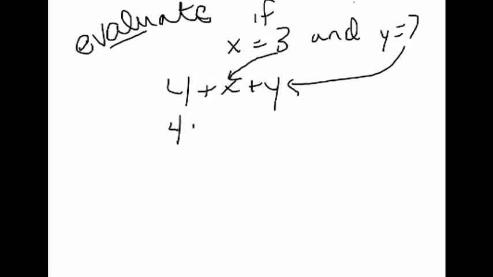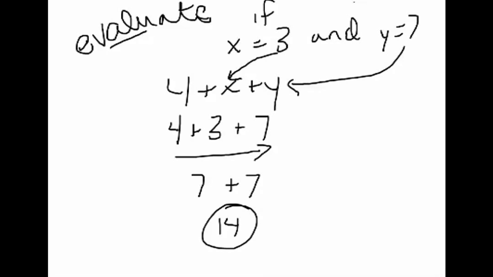I get 4 plus 3 plus 7. And now I want to make sure that I don't have any parentheses, exponents, multiplication, or division, which I don't. So I'm going to work from left to right and do my addition. So first I'm going to do 4 plus 3, which is 7. So now I have 7 plus 7, and 7 plus 7 is 14. So my answer is 14. So the value of 4 plus x plus y, when x is 3 and y is 7, is 14. Let's do another one.